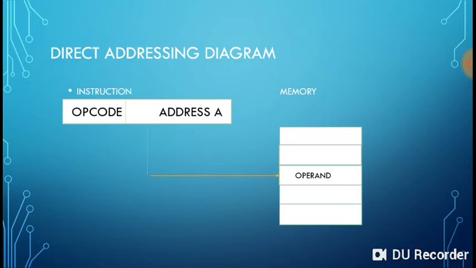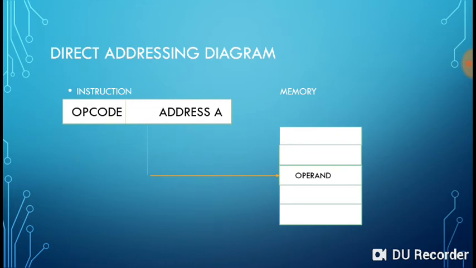The next is the direct addressing method. As the name itself implies, the accessing of the operand happens directly. When the processor implements this method of accessing the operand from the memory location, the instruction holds an address, and that address points to a location in memory. At that particular location, the content or the operand is present, so the processor can access the operand.